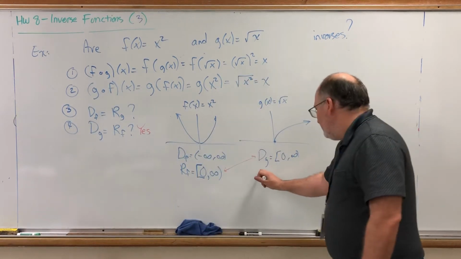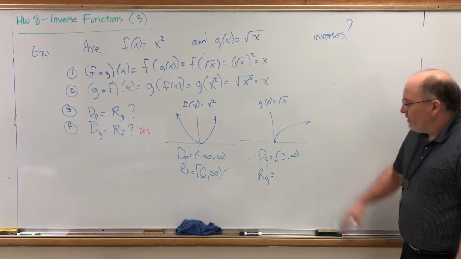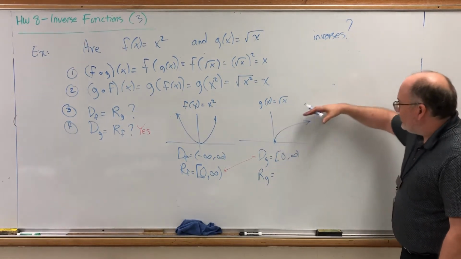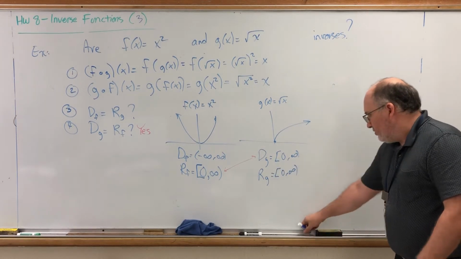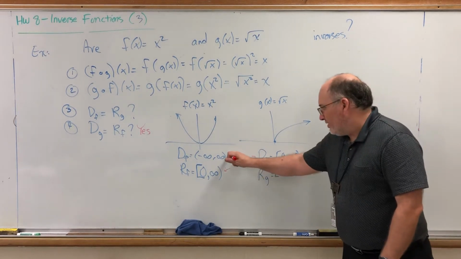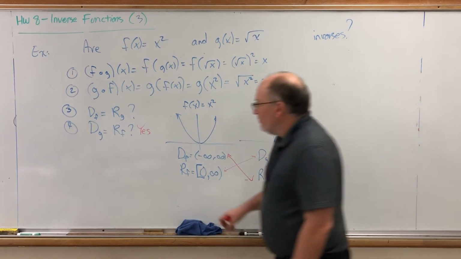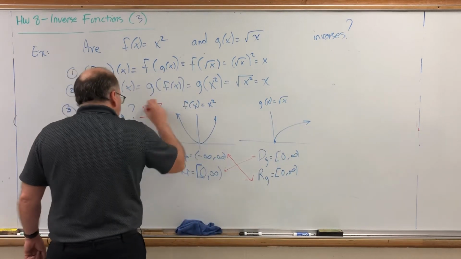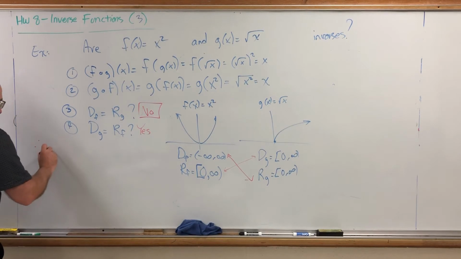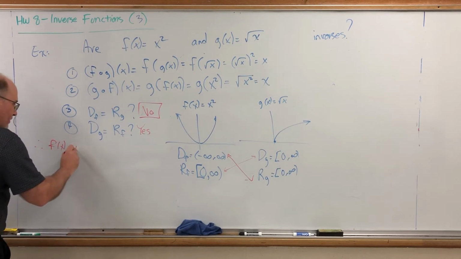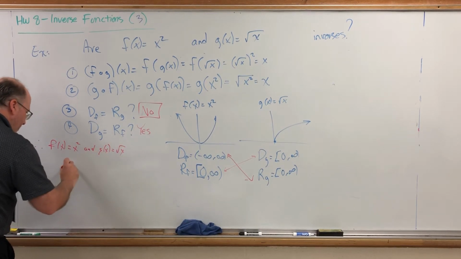Because what's the range on the second function? Range is bottom to top. Bottom to top is 0, and it goes up slowly forever, so the range is 0 to infinity. Well, we needed the domain of the first function to match the range of the second function, and it didn't. No. So it's that one thing that makes the answer to the question no. f of x equals x squared and g of x equals the square root of x are not inverses.